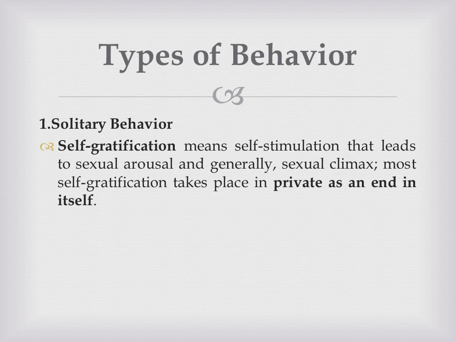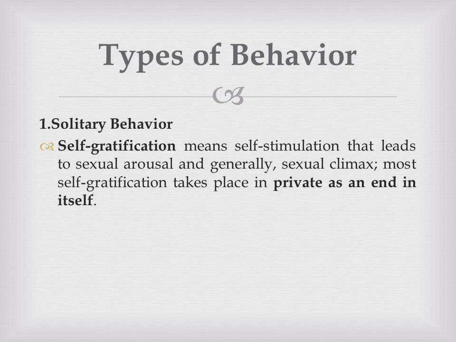All right, now let's go to the types of behavior in the sexual self. First is solitary behavior. Solitary behavior is self-gratification, meaning self-stimulation that leads to sexual arousal and generally sexual climax. Most self-gratification takes place in private as an end in itself. So solitary behavior is usually done by individuals who don't have a partner, who are not yet married, or are single individuals who need to release the sexual tension inside their bodies. That's why it's called self-gratification or self-pleasure.